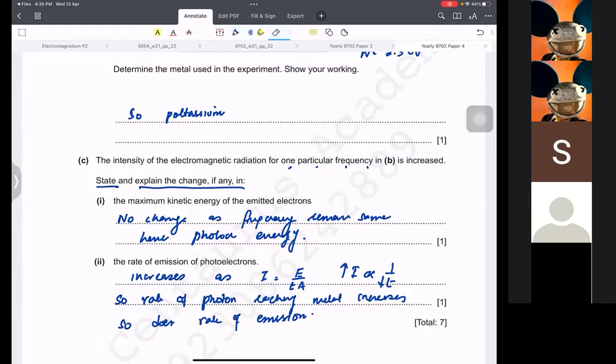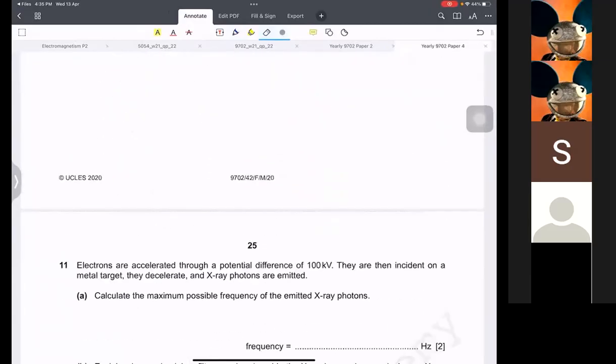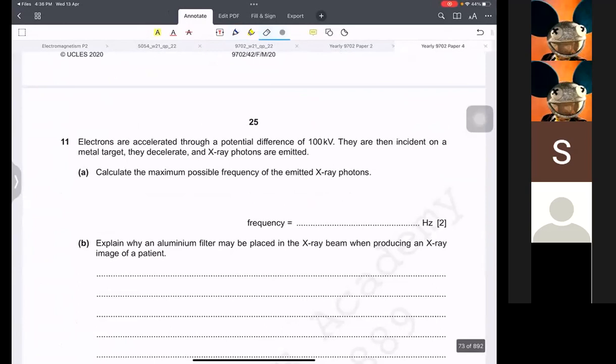Okay, then going to the next question, which is 11. Electrons are accelerated through a potential difference. They are incident on a metal target. They decelerate and X-ray photons are emitted. Calculate the maximum possible frequency. So you have the potential difference. If all of this energy converts to a photon, the highest frequency, then you could use... interesting. We need to find frequency. We have kV, we have voltage, but we need energy. hf.